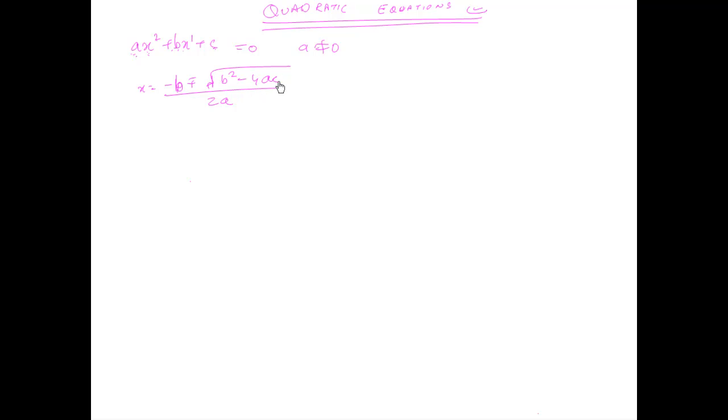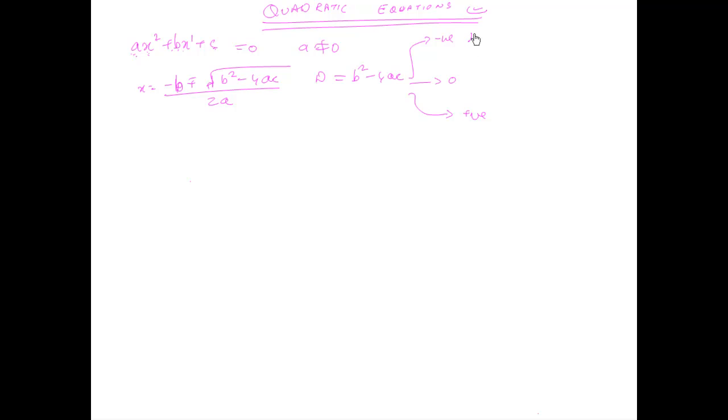Now, children, if we can't factorize, we'll use the formula. And depending upon the value of b squared minus 4ac, which we call the discriminant D, it can have three possible values. It can either be equal to 0, it can be negative, or it can be positive. There's no other possibility, children.